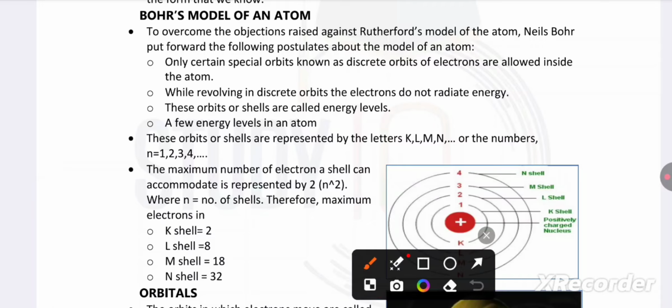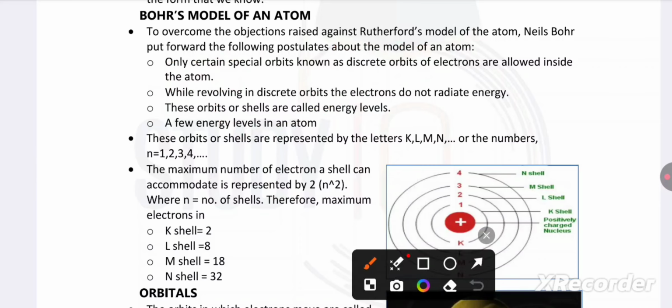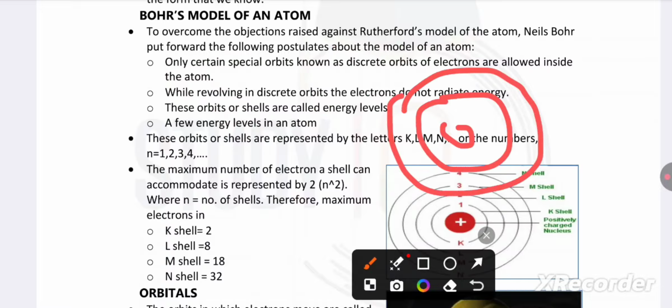Only certain special orbits, known as discrete orbits, exist inside the atom. While revolving in those orbits, electrons do not radiate any energy.